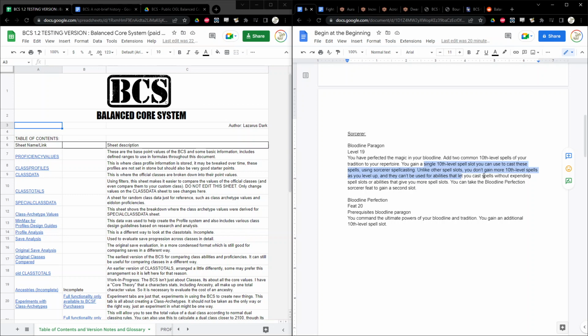And I started to think, are these equal to each other? Is a level 20 feat equal to a level 19 class feature? Or at least in some way connected to it? And so this is where the start of my thought process began, back in about probably October 2021. So that's where I started.